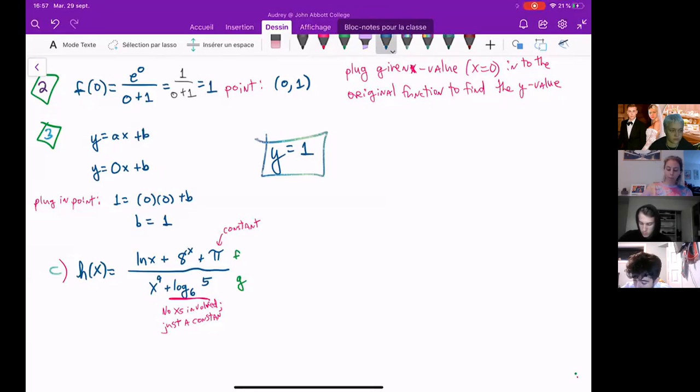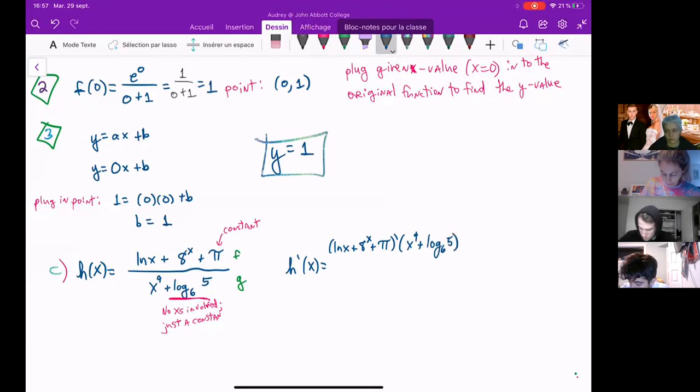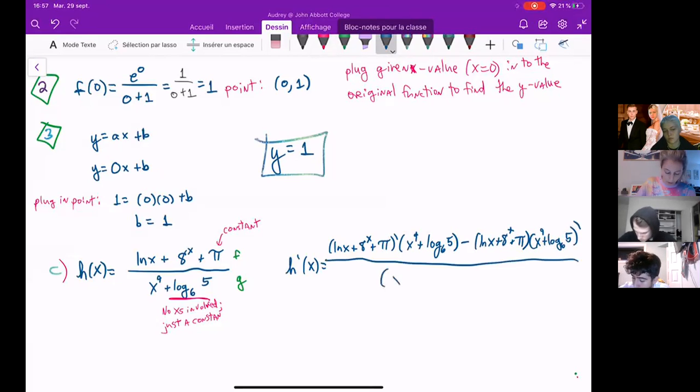Cool. So then we plug this into our quotient rule. We have the derivative of the top times the bottom minus the top times the derivative of the bottom, all divided by the bottom squared.